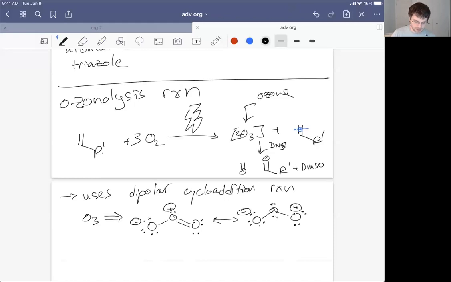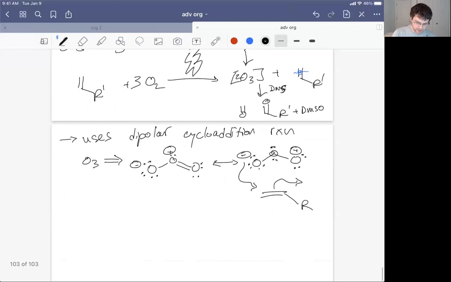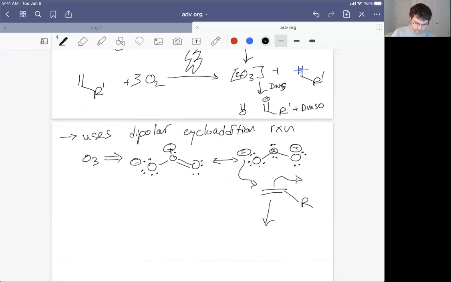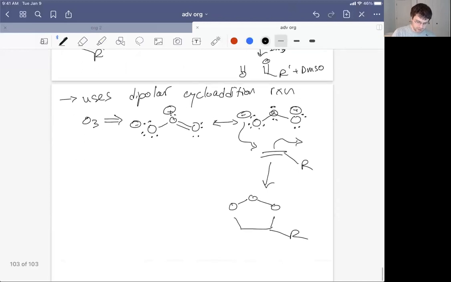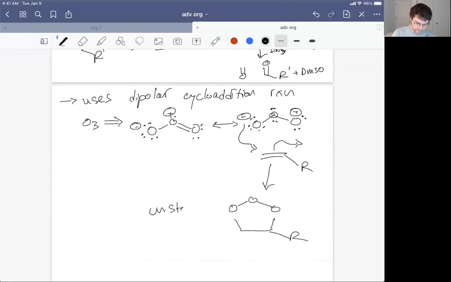It's a symmetric molecule. But then what we could do is just consider an alkene reacting just like any other dipolar cycloaddition reaction to give rise to a 5-membered ring intermediate. And this is a super unstable peroxide. If you look, there's a lot of oxygens around there. And so what you do is you add DMS to this, which is this molecule.